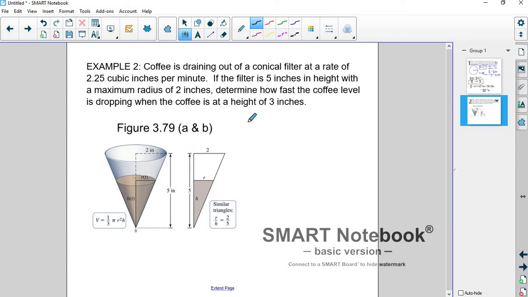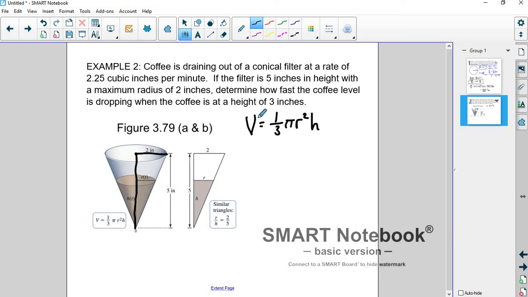Now the first thing to know is that I don't expect you to know the volume of a cone formula. It's 1/3 pi r squared h, where R is this radius, wherever you are, and H is the height. So if you wanted to find the volume of the entire coffee filter, then you just plug in 2 and 5 for R and H, but that's not what we're doing, right?